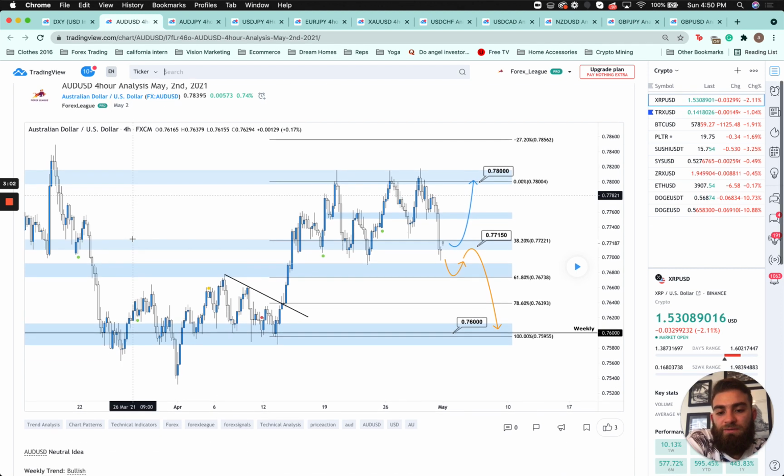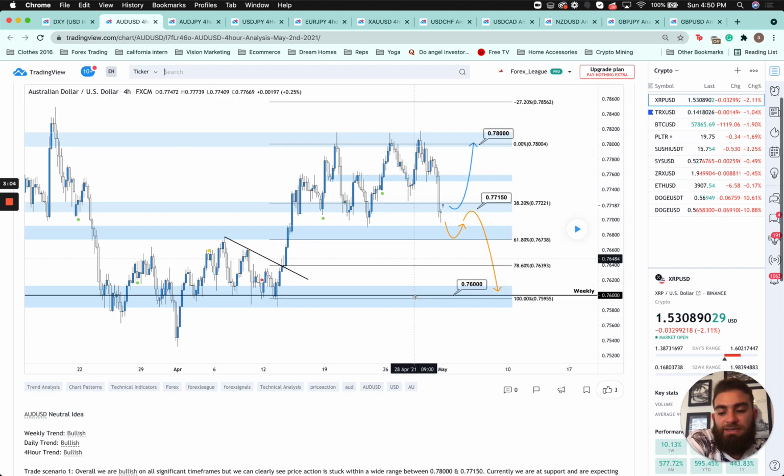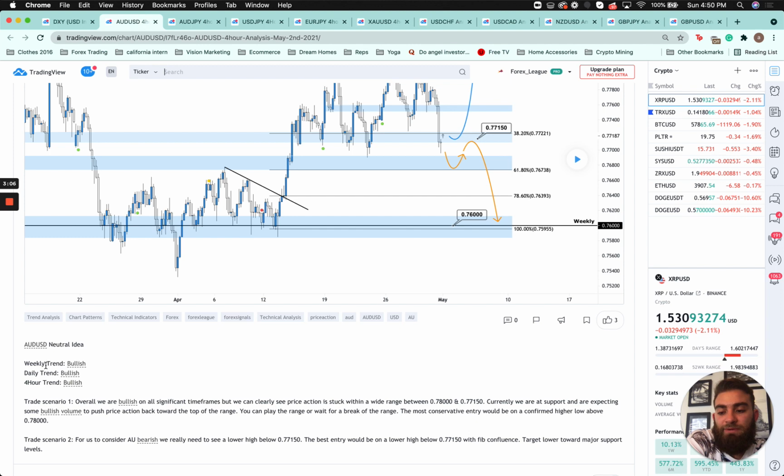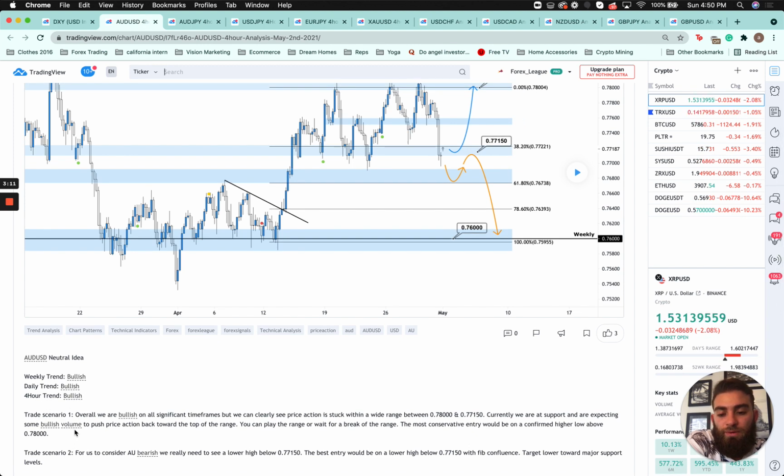So next, let's go to AUD USD. So over here on the 4-hour time frame, we can see our two ideas. Let's read through. Every time frame was bullish on this pair. So trade scenario 1, overall, we are bullish on all significant time frames, but we can clearly see price action is stuck within a wide range between 0.7800 and 0.7715. Currently, we are at support and are expecting some bullish volume to push price action back towards the top of the range. You can play the range or wait for a break of the range.